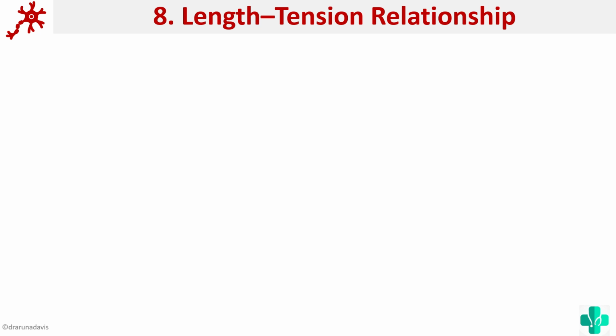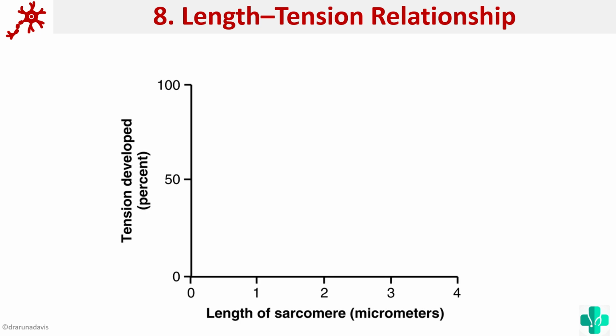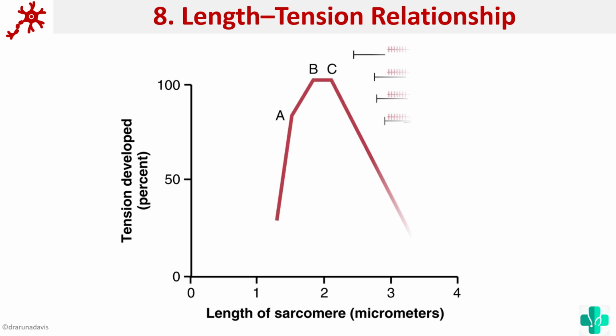So we'll see the first one. What's the relationship between the length of the muscle or length of the sarcomere and the tension developed? So you can see that when you plot a graph between the two, you will get a graph like this. What does this graph mean? In this you can see that the maximum tension developed is in this segment, that is B and C.